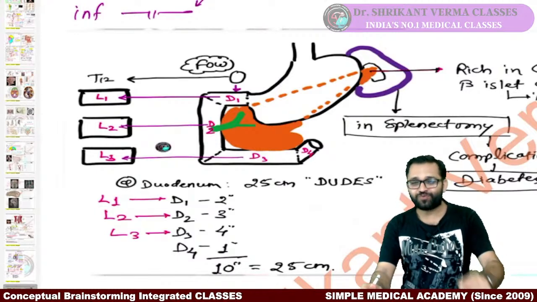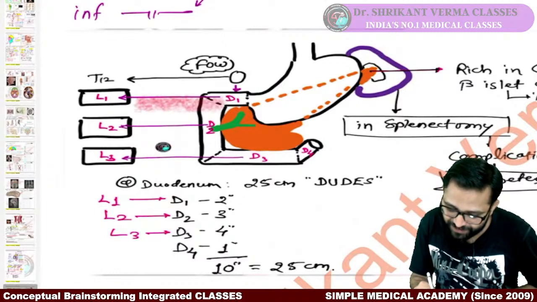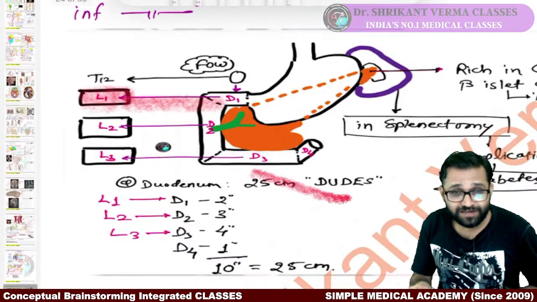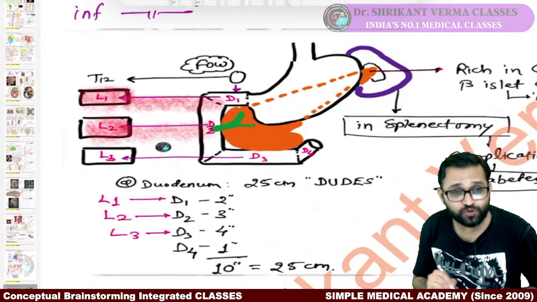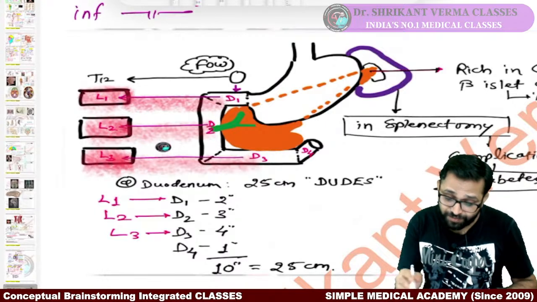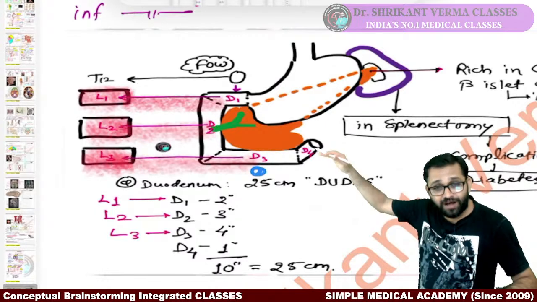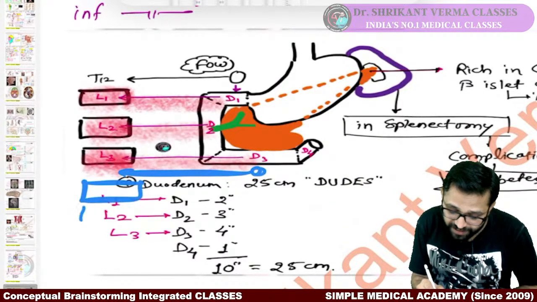So remember, you will get everything. Just keep patience. So you can see here D1 is located at L1. Yes, you can see D2 is located at L2, and D3 is located at the vertebral level of L3, and the umbilicus is just below this duodenum part. So definitely it is at the junction of L3 and L4.